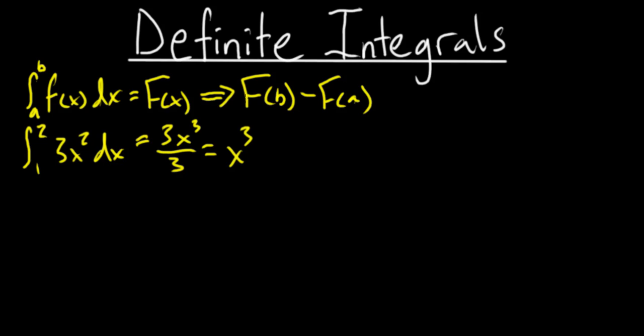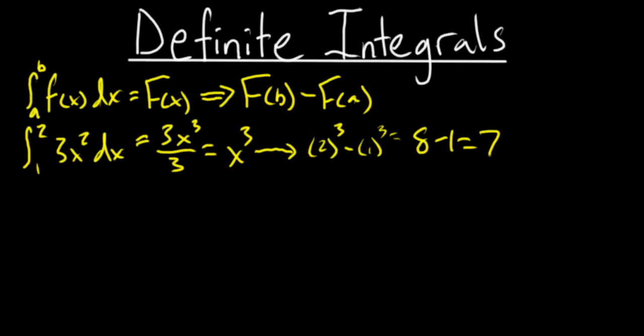Now we're not done. We have to plug in our upper bound and then our lower bound and subtract them. So plugging in our upper bound first, which is 2, we're going to get 2 cubed minus our lower bound, so minus 1 cubed. This just becomes 8 minus 1, which is equal to 7.